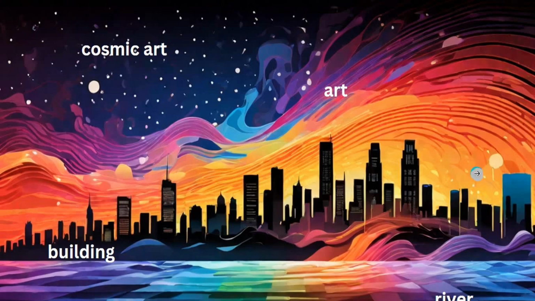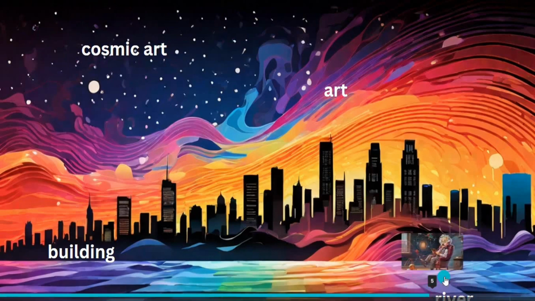The first one, the most common one, is the building. It looks like the Manhattan buildings, if you can see. If you live in America, you know this. This is the first one. The second one is the art that you can see here, flowing here, there, dabbling everywhere. The third one is the cosmic art, if you can see here, the sky and all of that. The fourth one is the river, folks.